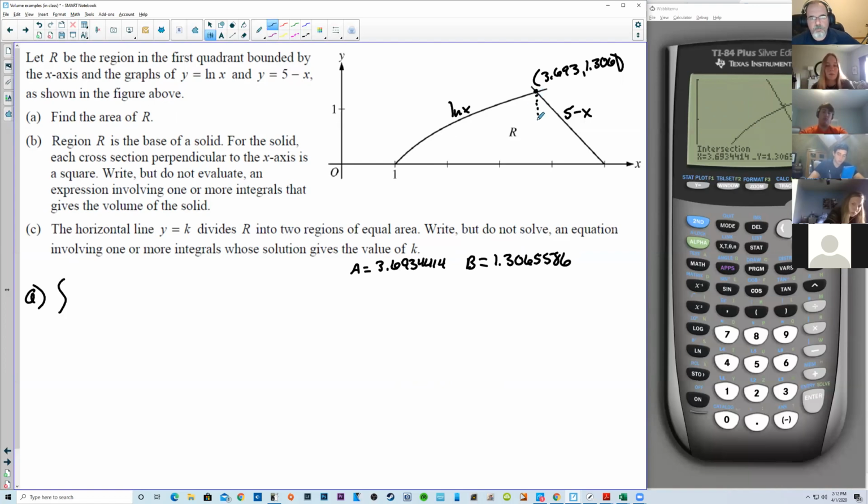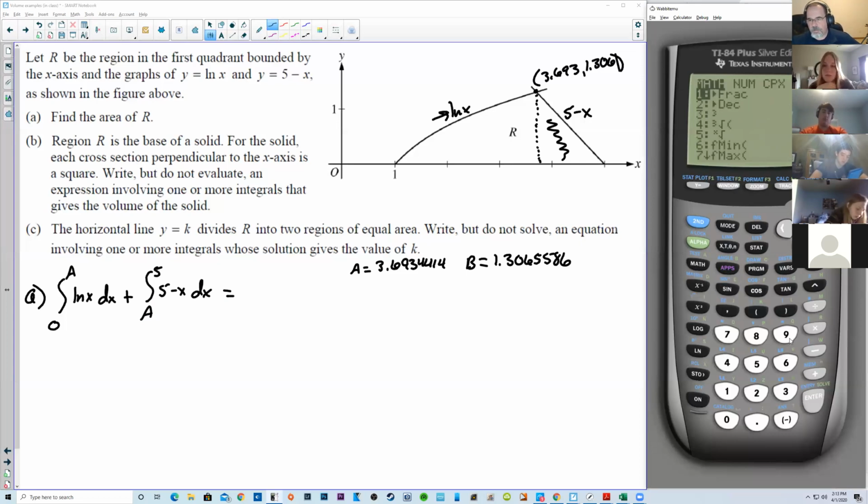Then we need to split this area. So the first part of the area is traveling along natural log of x. It's under that curve. But then once we get to the intersection point, now the area is under 5 minus x. So we're going to integrate from 0 to a of natural log of x dx plus the integral from a to 5 of 5 minus x. All right, so let's get that answer.